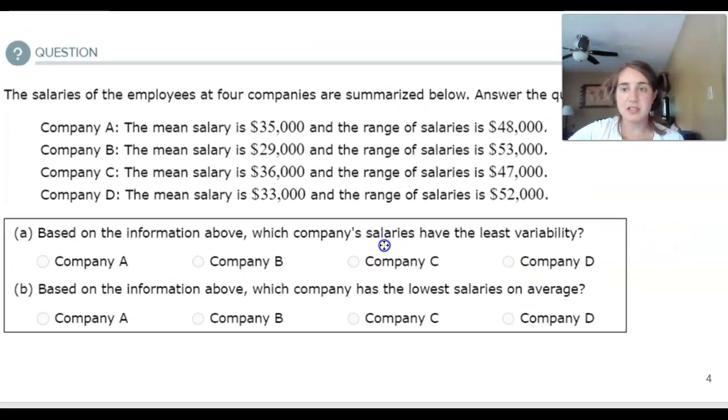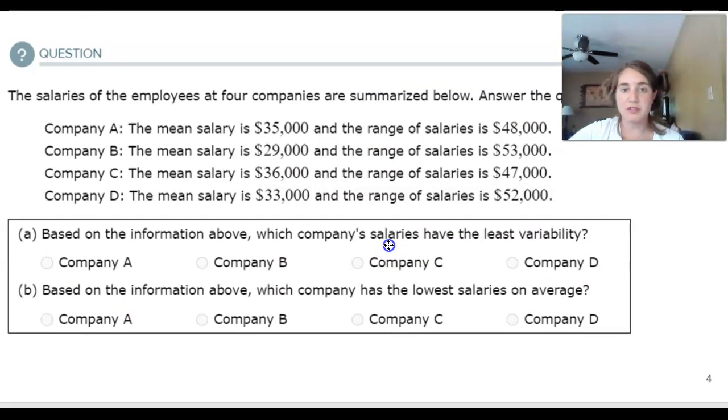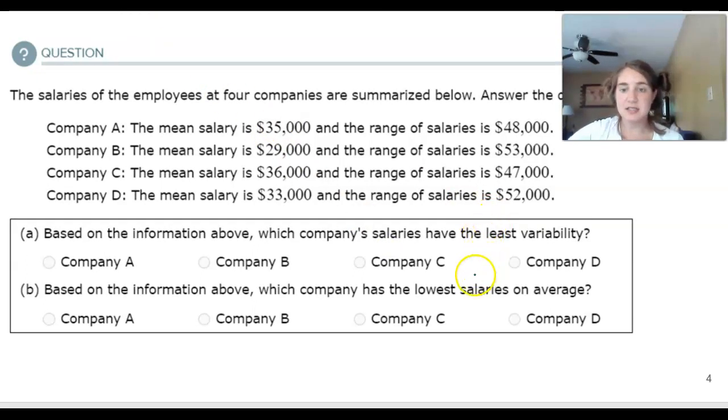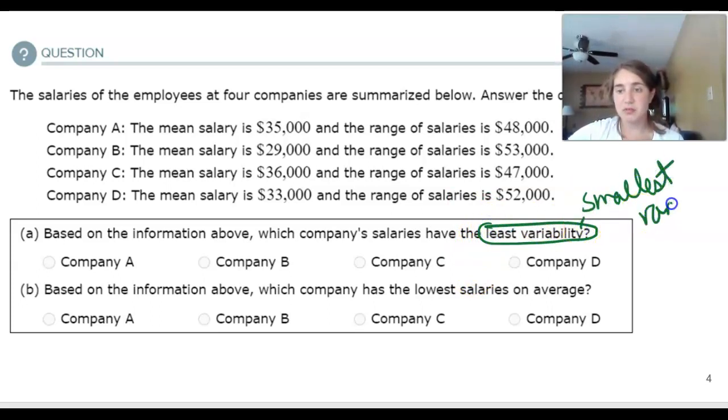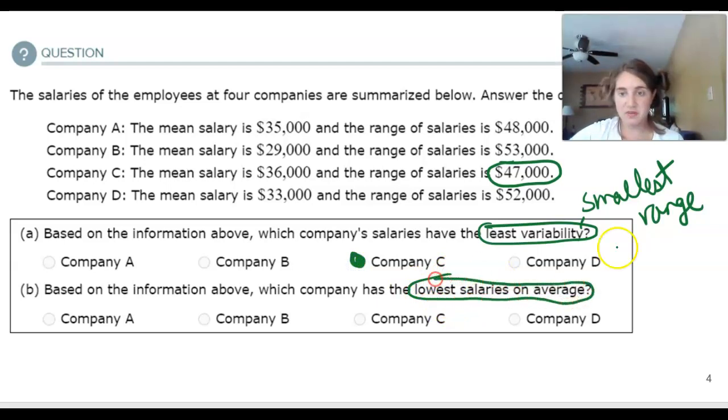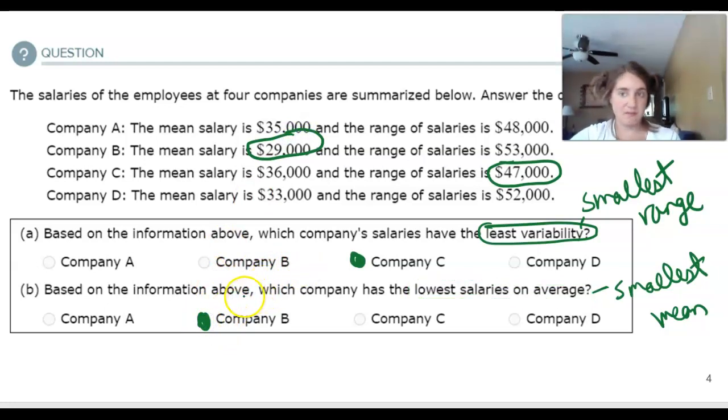We're going to apply that same logic to this one. Now we're talking about employer salaries. The least variability means the smallest range. So our 37 is the smallest range. So it'd be company C. Lowest salary average, it's going to be the smallest mean. So company B. Notice how they aren't always the same company that have the lowest variability and the lowest range.